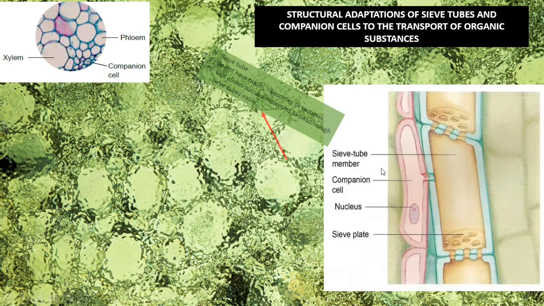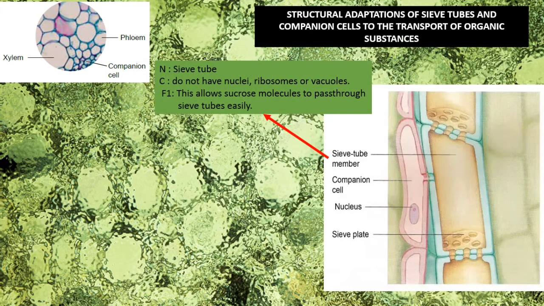Phloem has sieve tubes. Sieve tubes do not have nuclei, ribosomes and vacuoles. This allows sucrose molecules to pass through the sieve tube easily. Look at the structure. There is no nuclei, ribosome and vacuole.